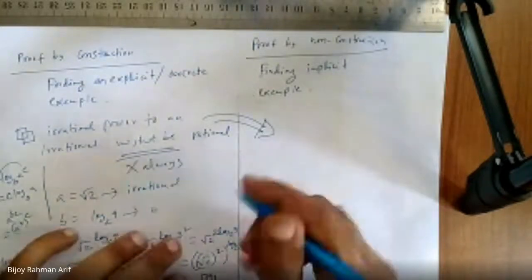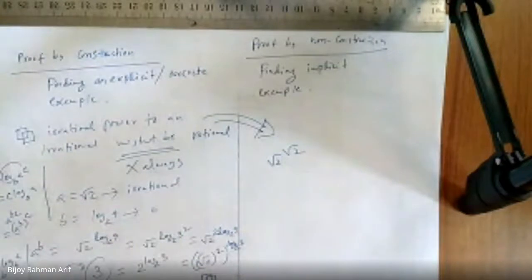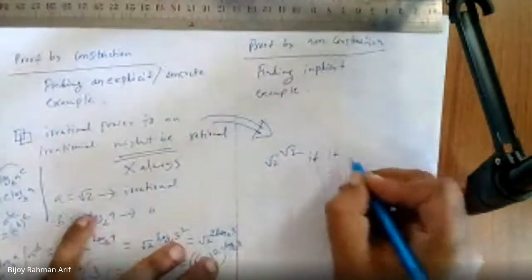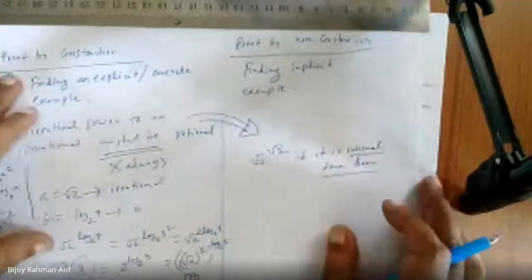How? Let's consider root 2 to the power root 2. Okay, guys? If it is rational, then done. We are done, because it is already rational. But we don't know whether it is rational or not.